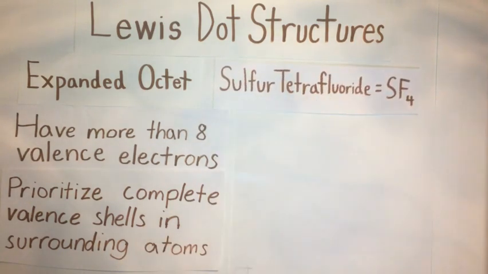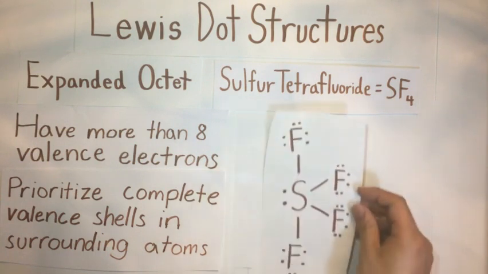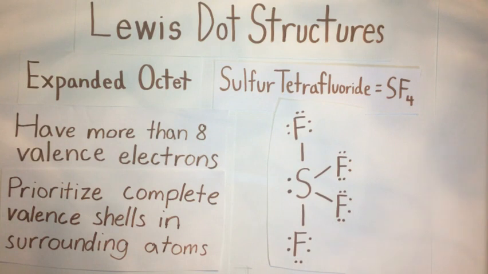Here's a hint. There should be a lone pair. Pause the video here if needed. Did you get something like this? In the loose structure, all of the surrounding fluorines have complete valence shells, while the central sulfur atom has an expanded octet.